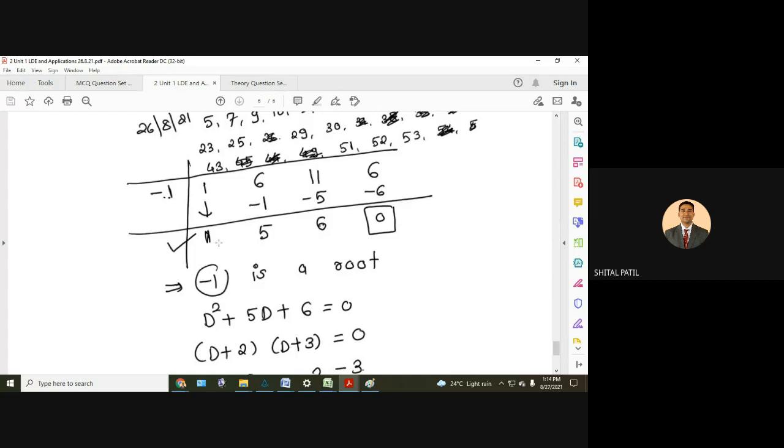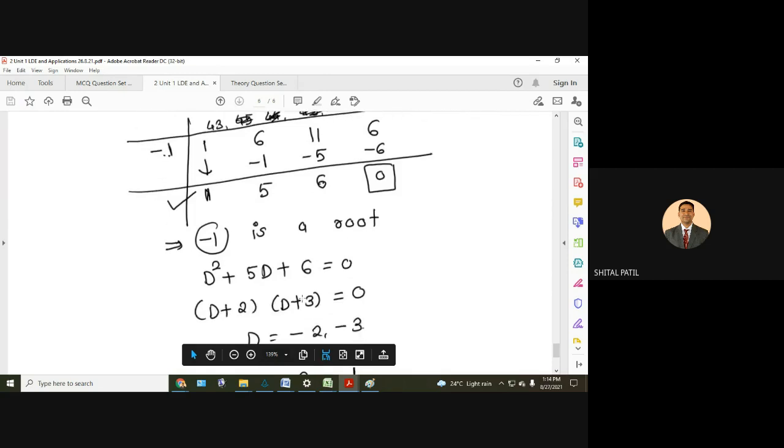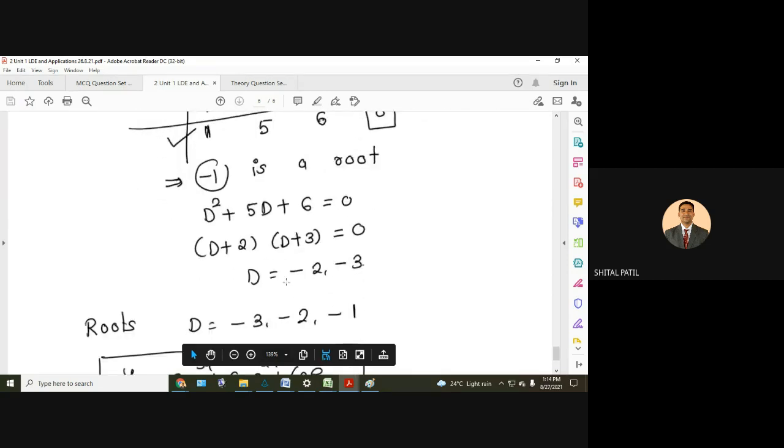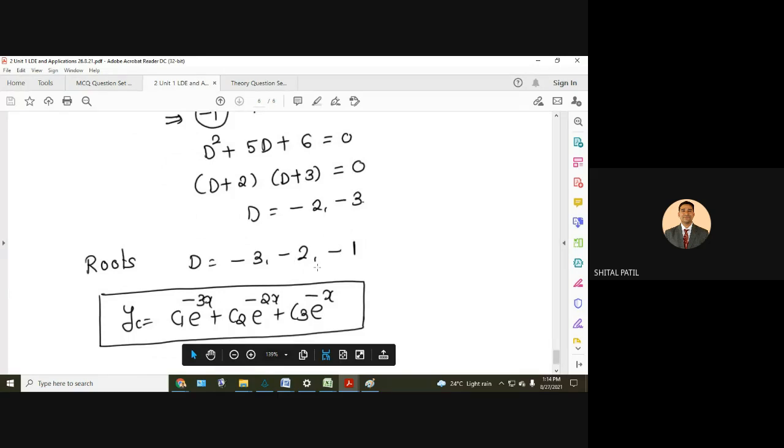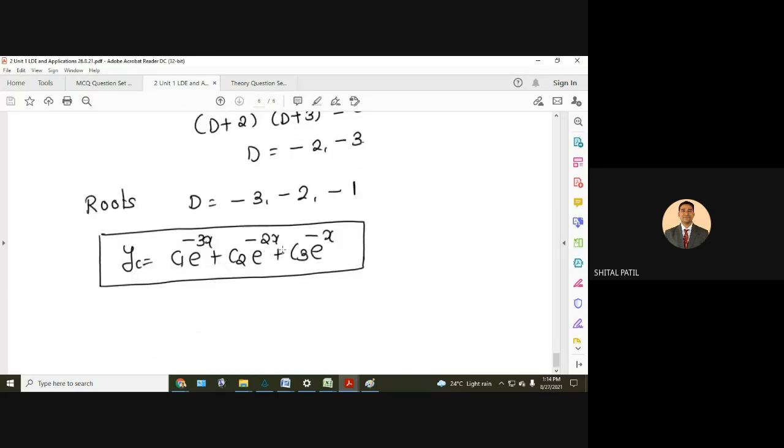Then the cubic equation is converted into a quadratic. This is the coefficient of D square, this is the coefficient of D, and this is the constant term. Then the quadratic equation is solved. The roots obtained were -3, -2, -1, and this is the complementary function. Any doubt here?